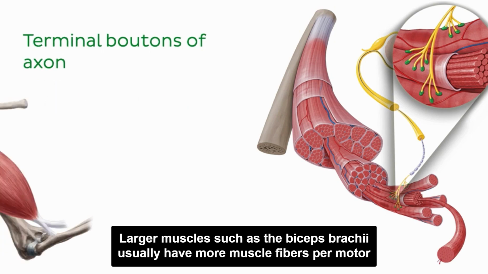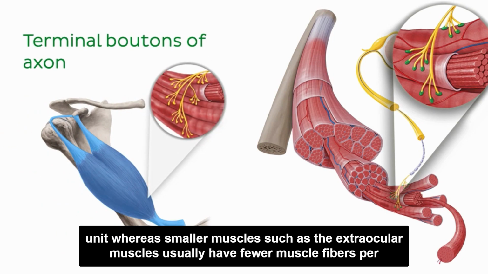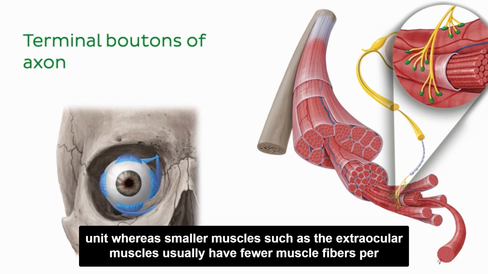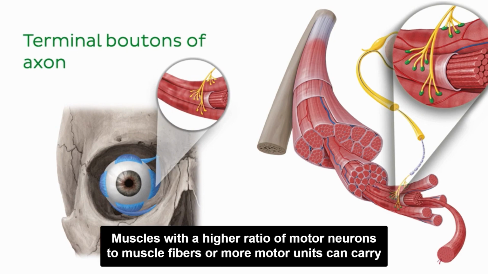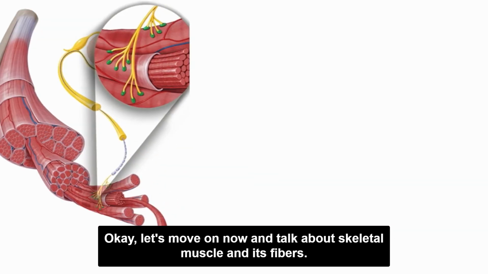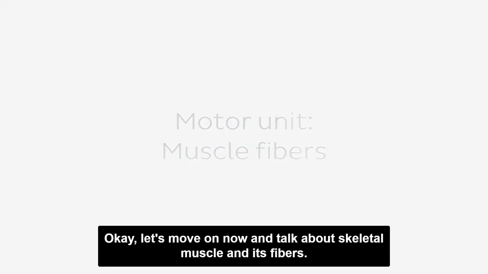Larger muscles, such as the biceps brachii, usually have more muscle fibers per motor unit, whereas smaller muscles, such as the extraocular muscles, usually have fewer muscle fibers per motor unit. Muscles with a higher ratio of motor neurons to muscle fibers, or more motor units, can carry out finer and more precise motor movements. Okay, let's move on now and talk about skeletal muscle and its fibers.